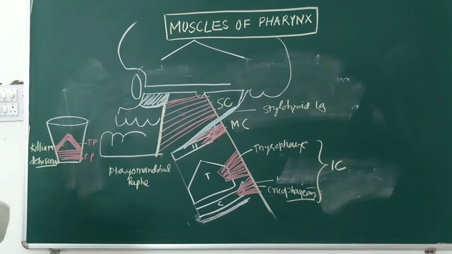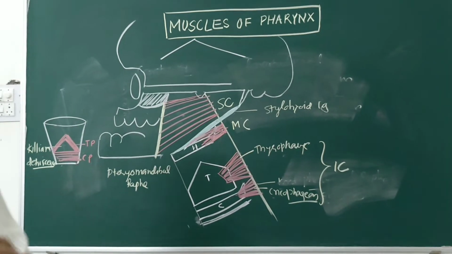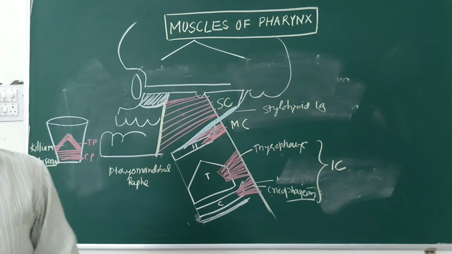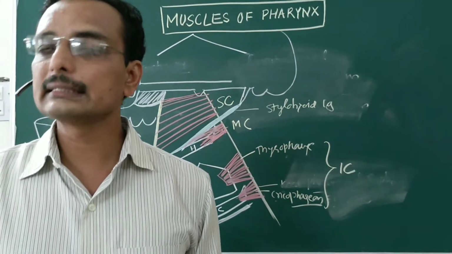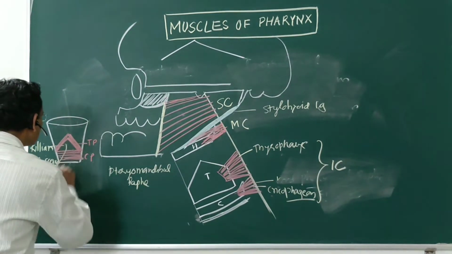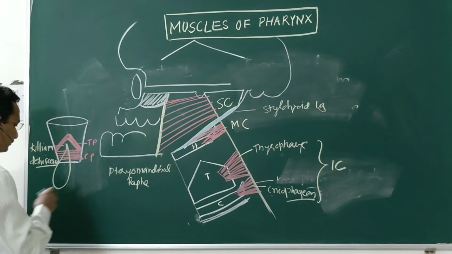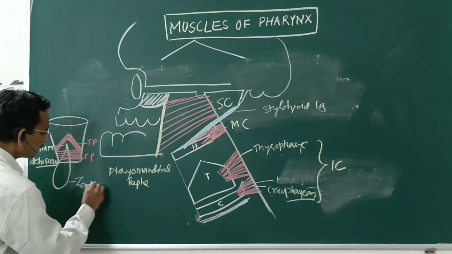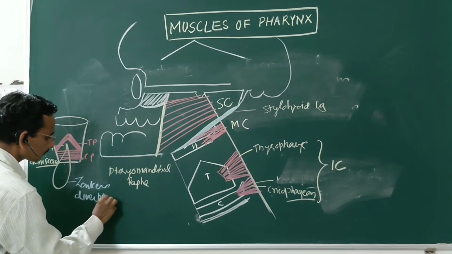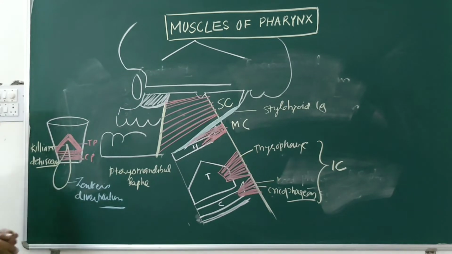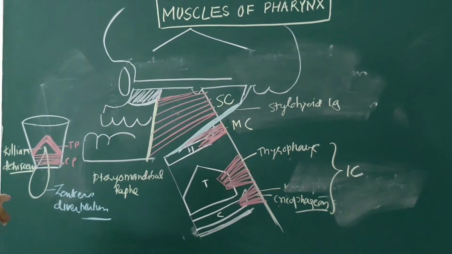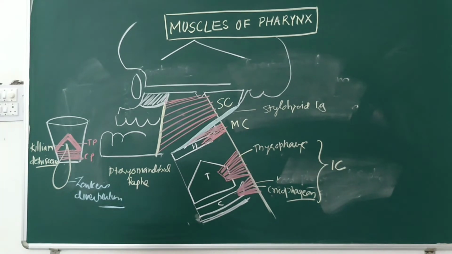From the Killian dehiscence, the mucosa and submucosa can bulge out. This is called the pharyngeal pouch, or Zenker's diverticulum. So this is about the Killian dehiscence.